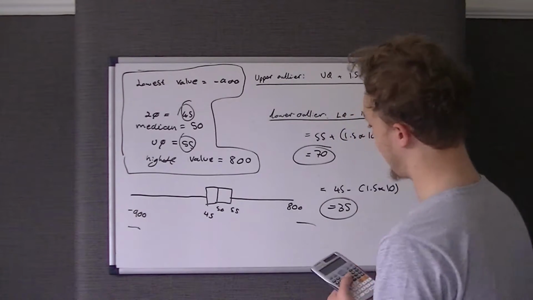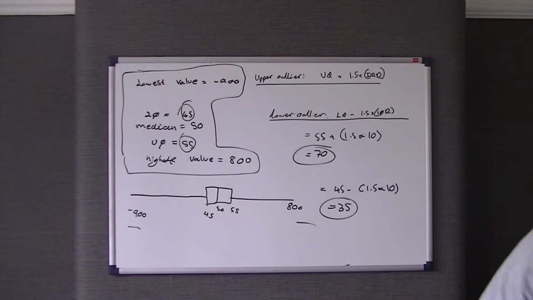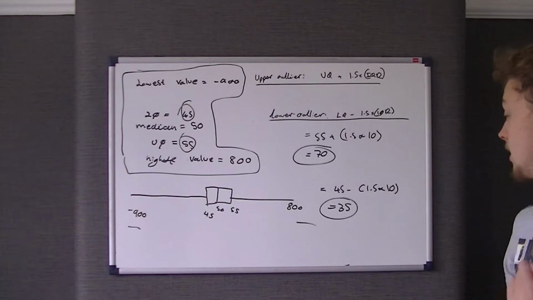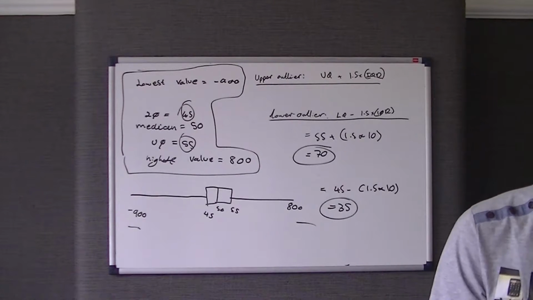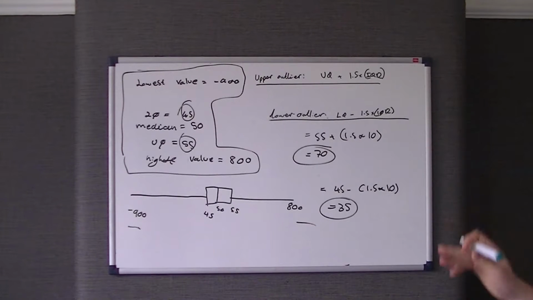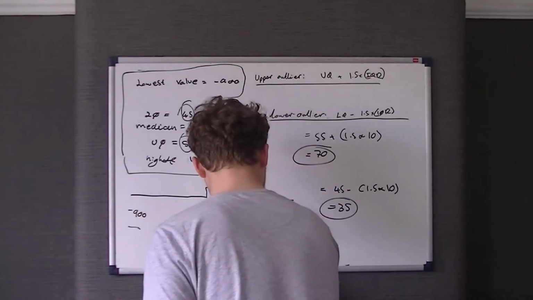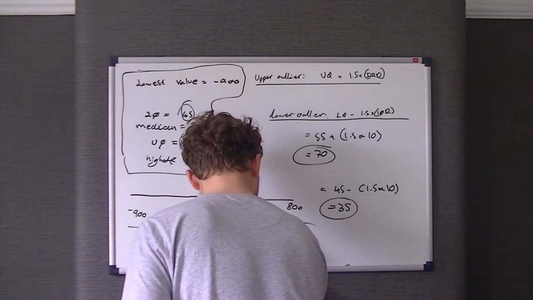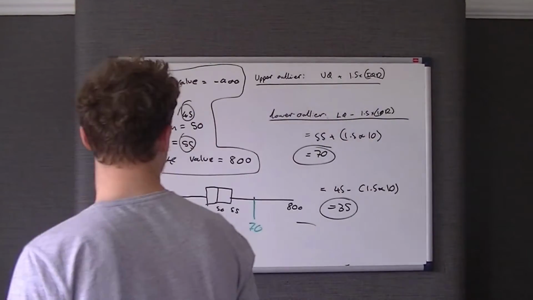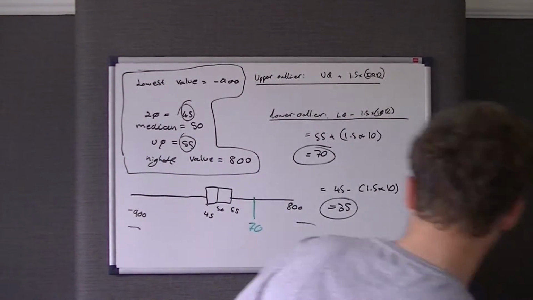Okay, so any value greater than 70 is an outlier, and any value less than 35 is an outlier as well. So let's just take into account what we've got here. Okay, so let's mark on this 70 and 35. Our 70 really is about here. Okay, and our 35, we'll just put it somewhere about here.